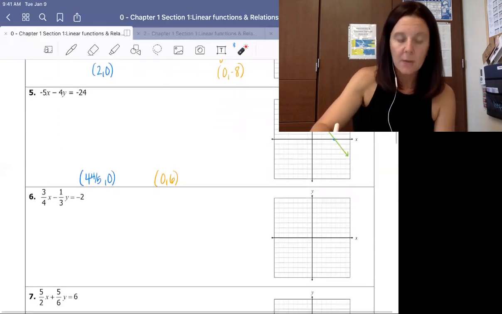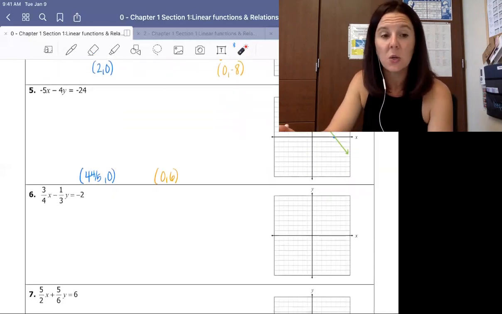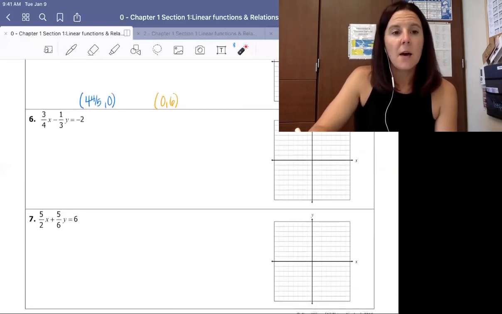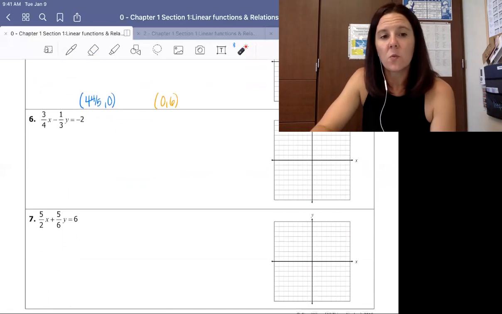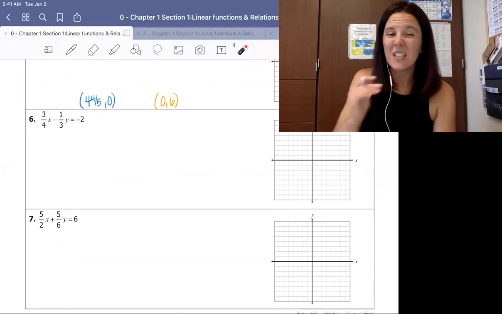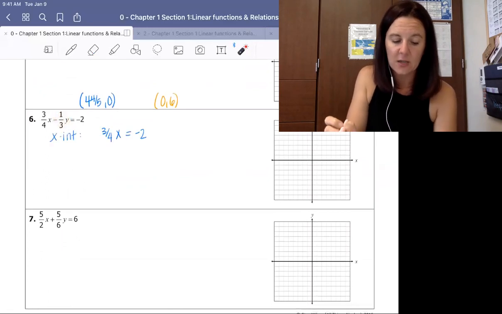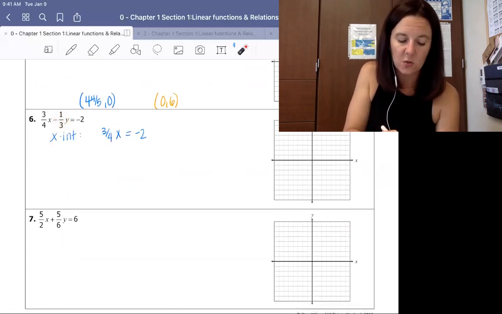Okay. Number 6 has some fractions. So let's review some work with fractions here. We'll pull this up. 3/4 x minus 1/3 y equals -2. So this is standard form. So I'm going to do that thing that I was just talking about. I'm going to ignore this piece of the equation. So I'm just going to write for my x-intercept, 3/4 x equals -2. That's what's left when this goes away.